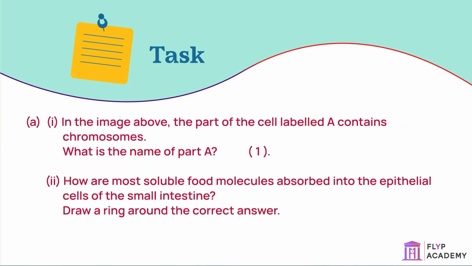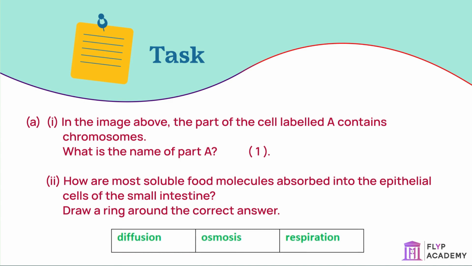A. 1. In the image above, the part of the cell labelled A contains chromosomes. What is the name of part A? 2. How are most soluble food molecules absorbed into the epithelial cells of the small intestine? Draw a ring around the correct answer.